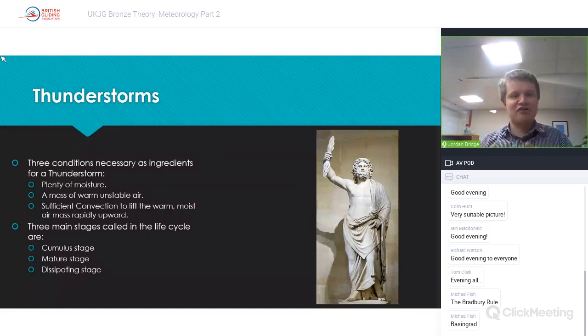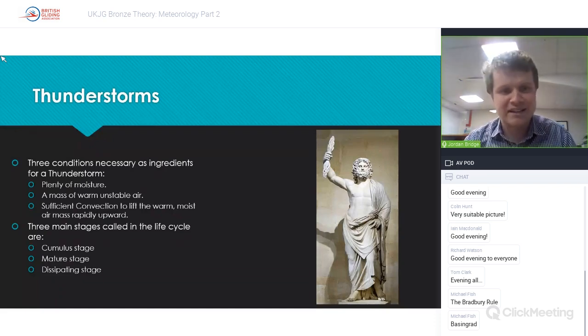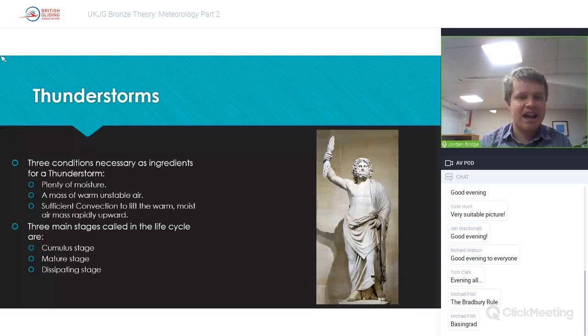But necessary ingredients for a thunderstorm are three big things: A, plenty of moisture; B, an air mass of warm, unstable air; and C, significant convection to lift that warm, moist air mass rapidly upwards. And that's what we try to make use of when we go soaring just before it goes to storms.